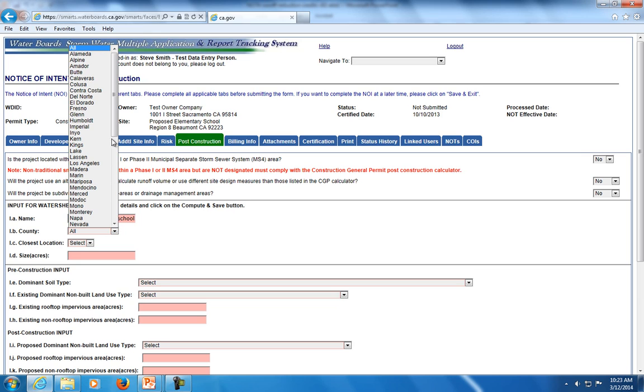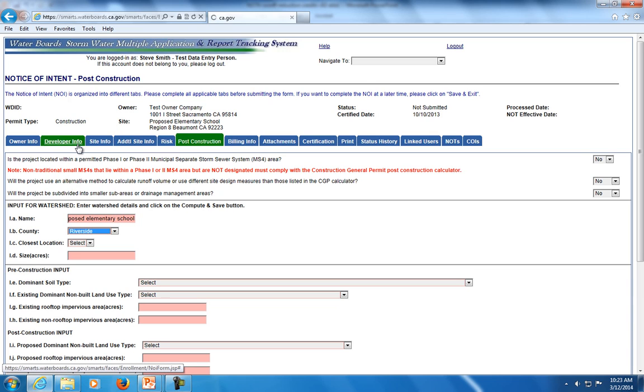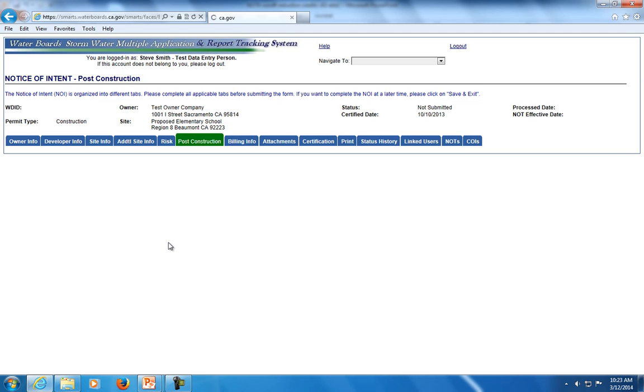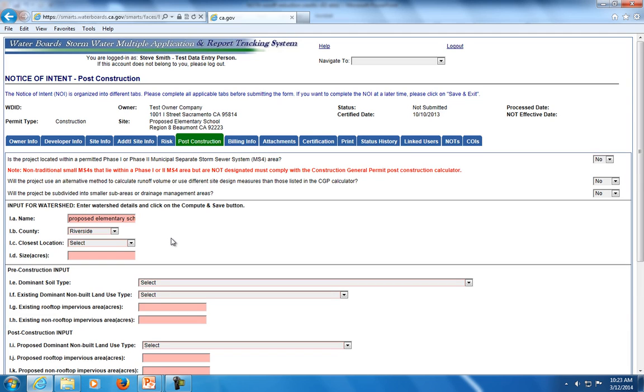So we've got a proposed elementary school, and let's put Riverside County. Kind of like Russell too that we talked about in the previous section, it's doing some real-time updates in the calculator. Riverside was selected here, and that pulls up all the relevant rain gauges in Riverside County. So it's a matter of knowing how close your project is to the rain gauge. This happens to be a project that has a rain gauge nearby.